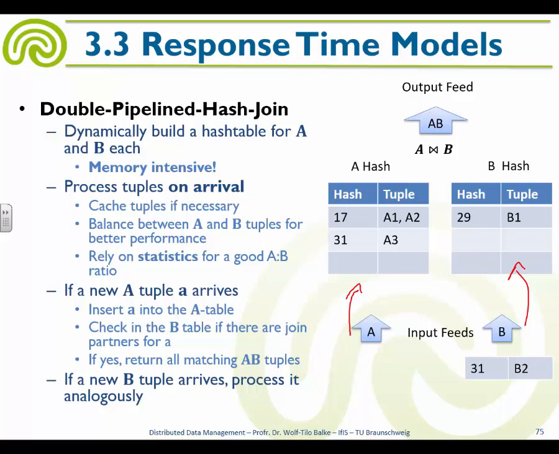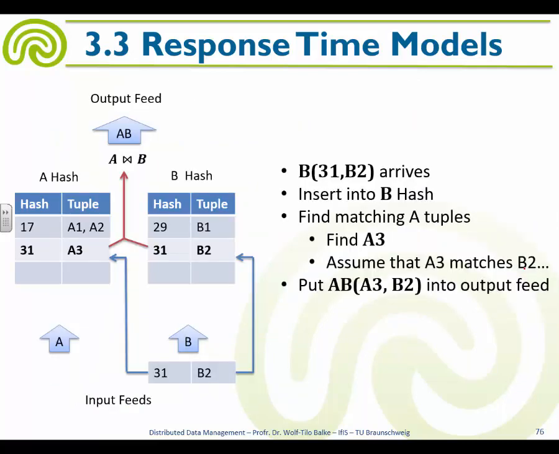So if a new tuple from A arrives, we insert it into the A table, check the B table if there's a join partner, and if so we return the matching tuples, and the same thing on the other side. Good. So what happens here?